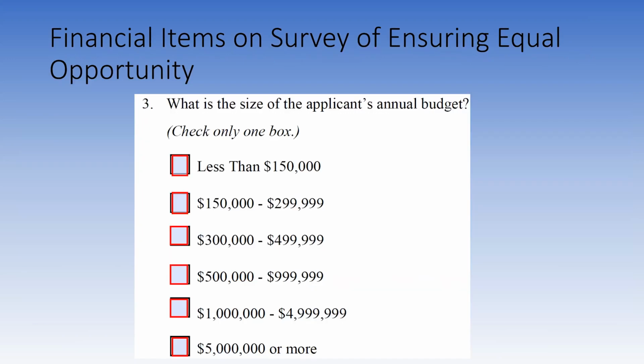And then finally, the easiest thing that you'll do in the whole pre-application process is right there at the end of the checklist, the survey of ensuring equal opportunity. There's one financial item on that survey. And it's this question: what is the size of the applicant's annual budget? And this is the total budget for the year. So everything that your organization has in the budget, not just this project. It's just to get an idea of the size of your organization. So check the box that most fits your entity's annual budget.